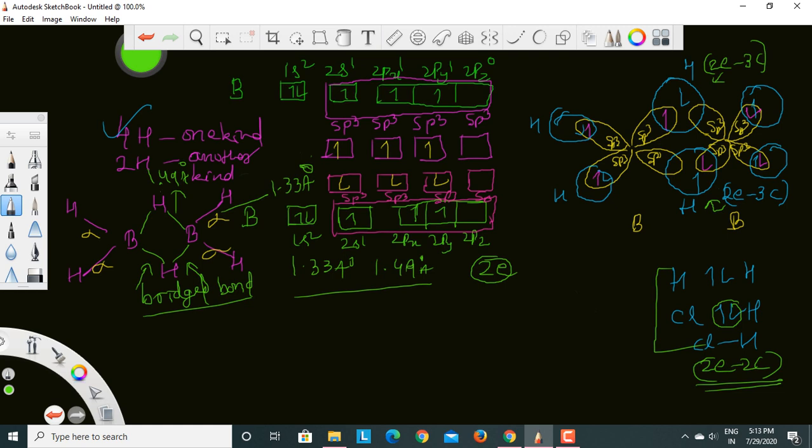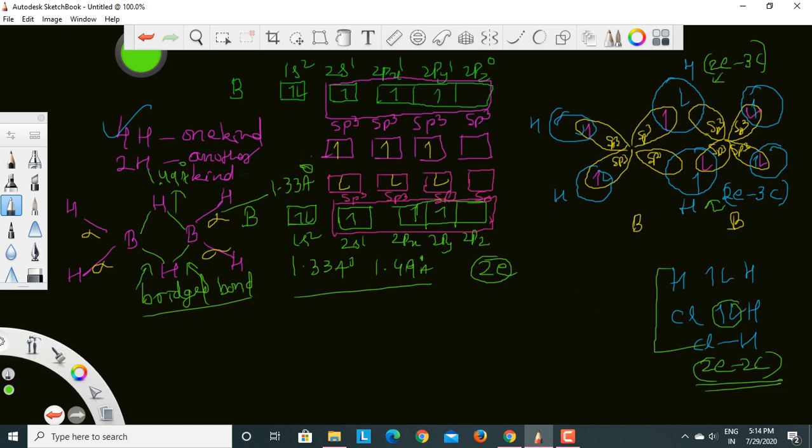Why? Because this is making a bridge between these two borons, which is not easy. So here the bond will be longer. Okay, that is understood. So this is making a bridge bond. But the question arises: are all BH bonds in the same plane? So is it planar? No, it is not planar. Since it is sp3 hybridization, all sp3 hybrid orbitals cannot lie in the same plane. If all sp3 hybrid orbitals cannot lie in the same plane, then definitely two bonds will be out of plane.